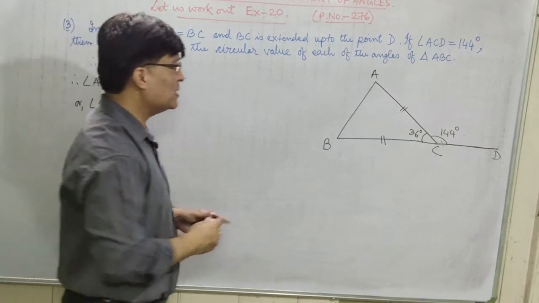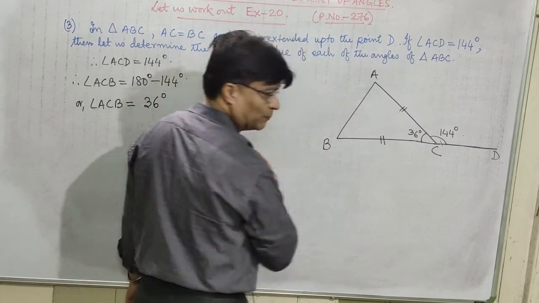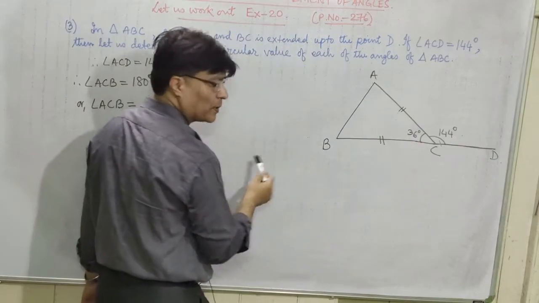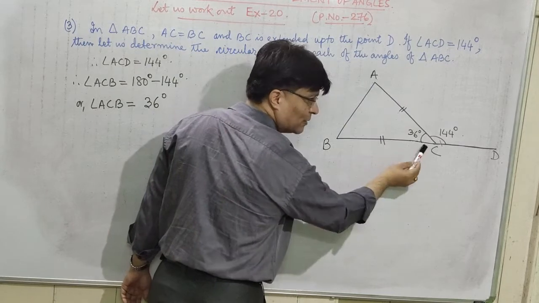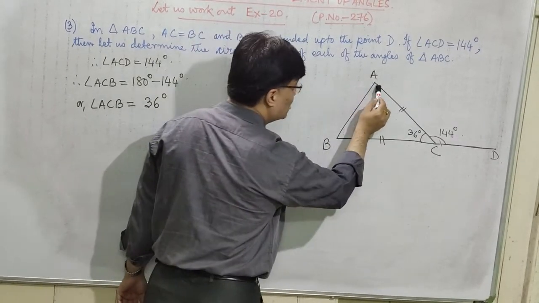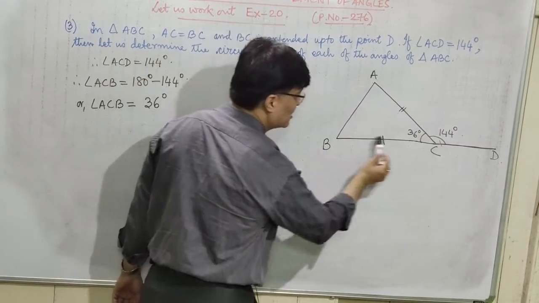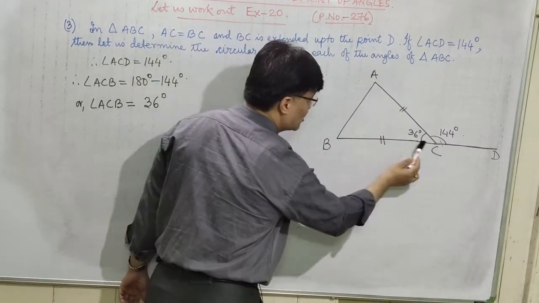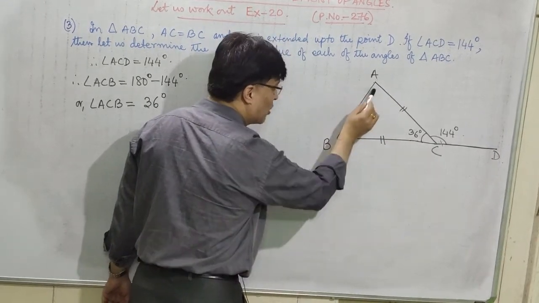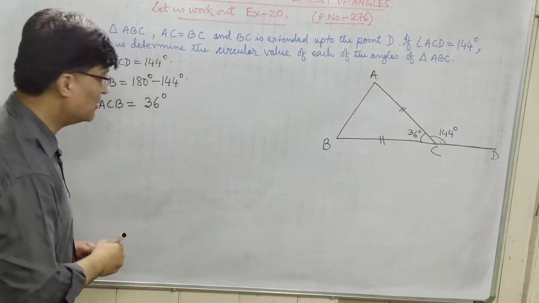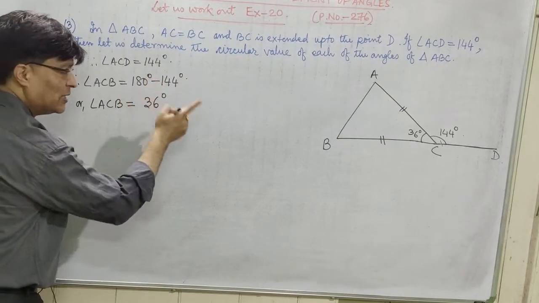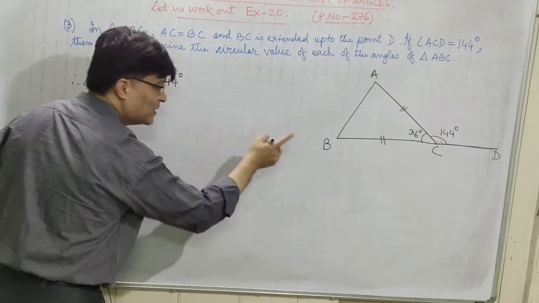So now we have to calculate these two angles, that is angle A and angle B. And you know that this AC is equal to BC. If AC is equal to BC, then their adjacent angles are equal. These two angles are always equal because this is an isosceles triangle, isn't it? In an isosceles triangle, if AC is equal to BC, then these two angles are always equal. Is that clear?